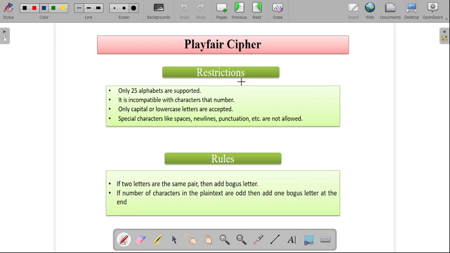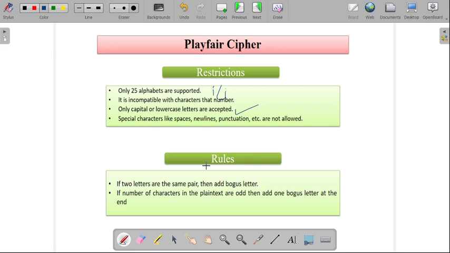There are some rules for converting plain text to ciphertext. The first one is that we accept only 25 alphabets, so I and J go in one block. It is incompatible with numbers; we are not taking numbers as plain text. Only capital and lowercase letters are accepted. Special characters like spaces, new lines and punctuation marks are not allowed in plain text to ciphertext as well as when converting ciphertext to plain text.